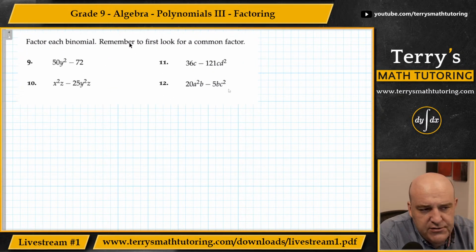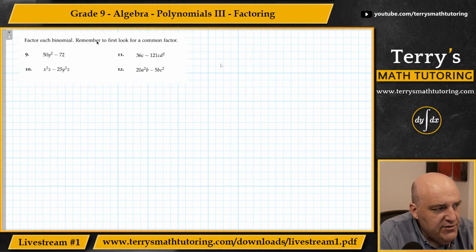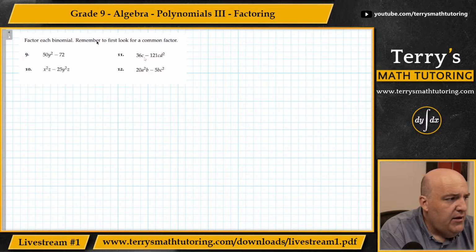So I really want to emphasize that we always have to look for a common factor first. So these are difference of squares, but before we can actually do difference of squares, we have to pull out a common factor.